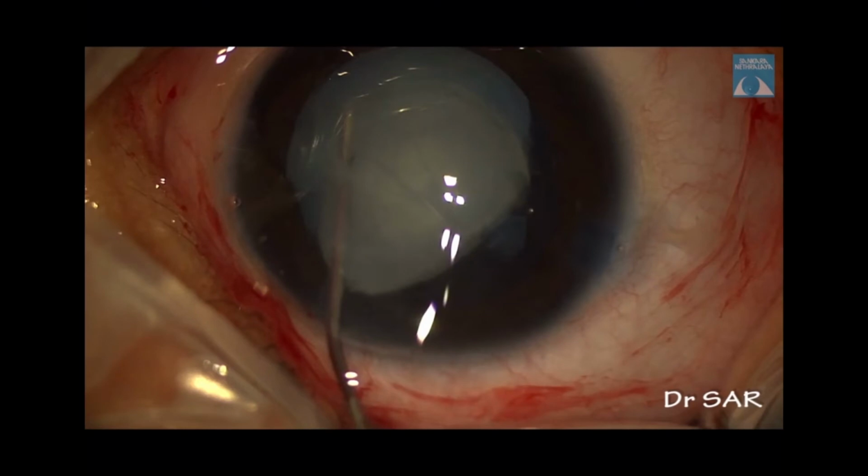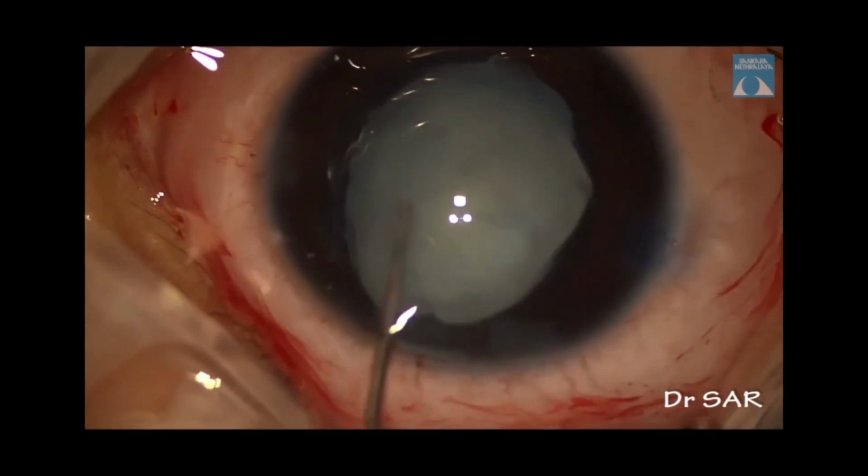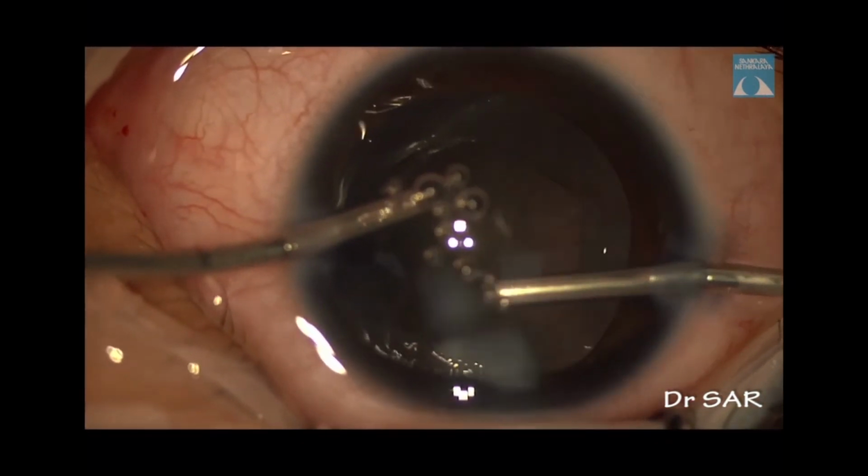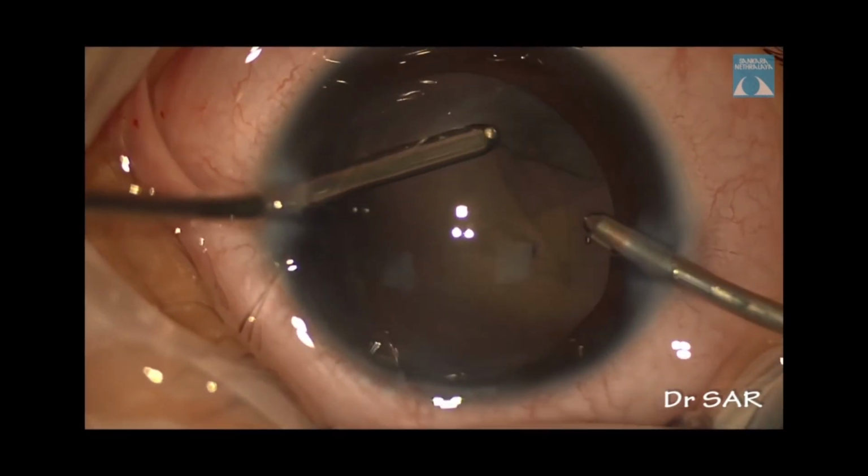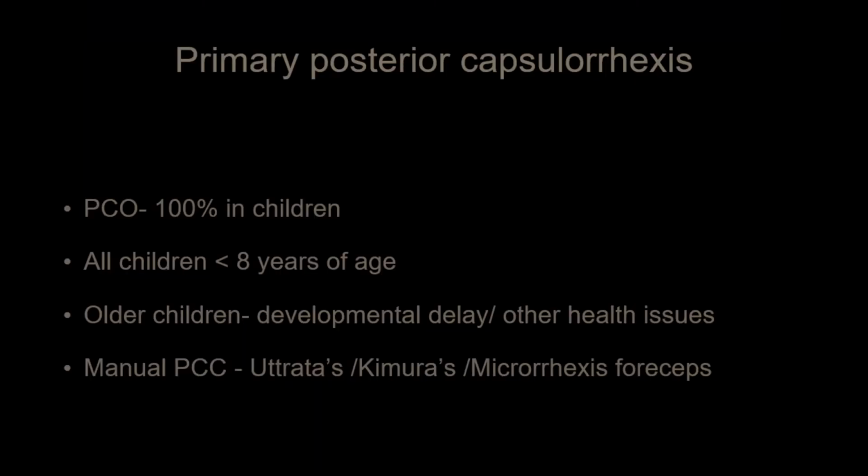So this is a short clip showing lens aspiration with the bimanual irrigation aspiration system. It's important that you hydro, because then it loosens the cortex and it becomes quite quick. If you don't do it, then sometimes it causes a lot of difficulty in aspirating. So it's important to do hydrodissection.